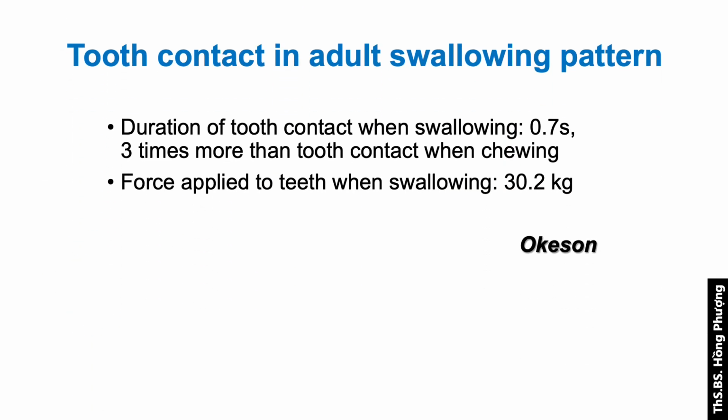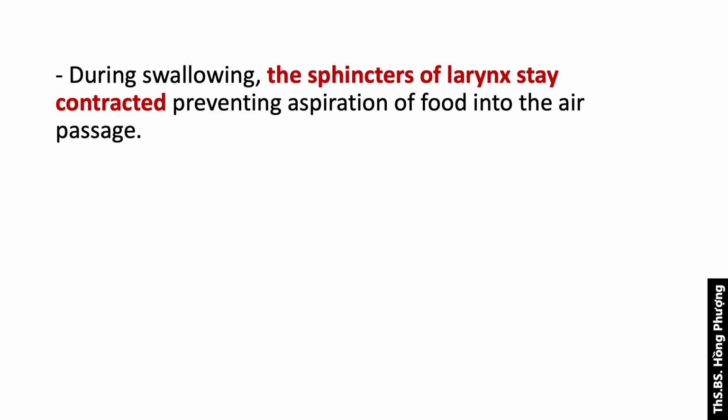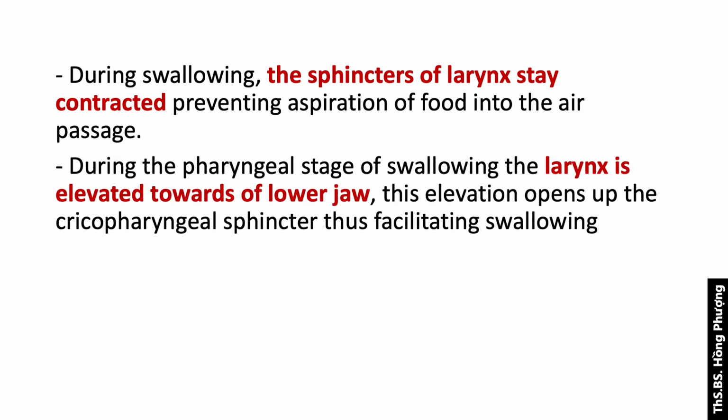In the adult swallowing pattern, the duration of tooth contact when swallowing is about 0.7 seconds. It takes 3 times longer than tooth contact when chewing, and the force applied to the teeth when swallowing is about 30.2 kilograms. There are some notes about the swallowing process: during swallowing, the sphincters of the larynx stay contracted, preventing aspiration of food into the air passages.